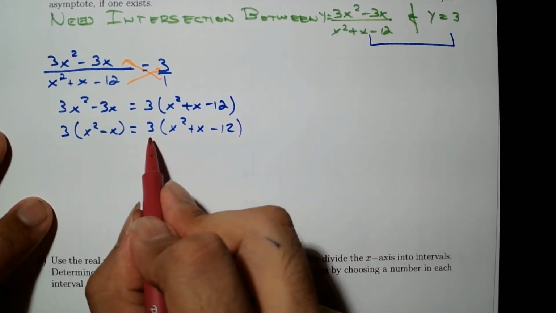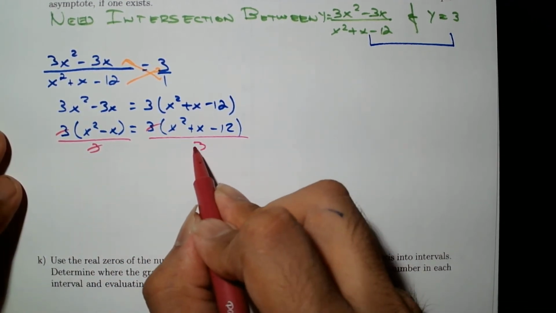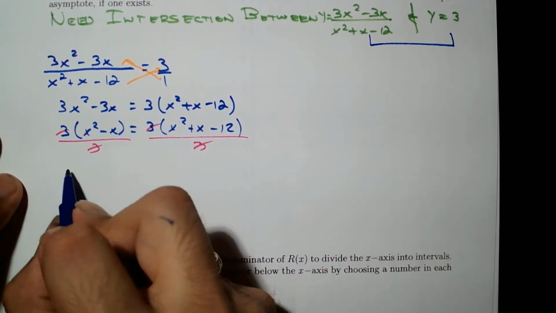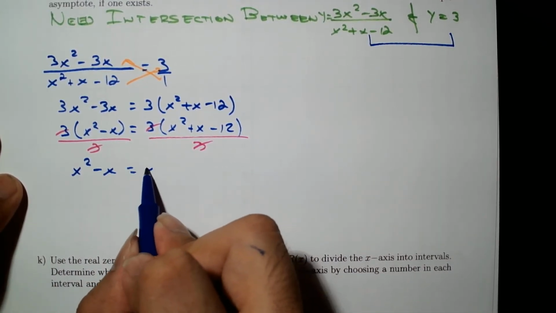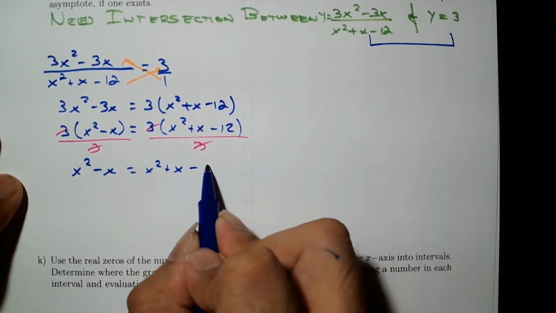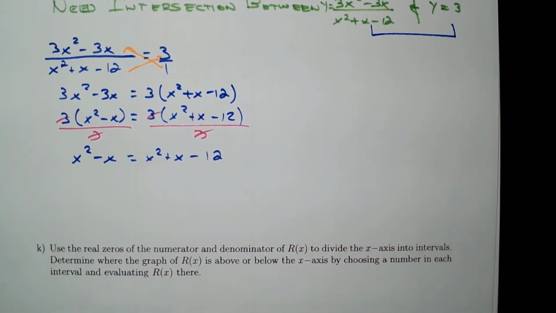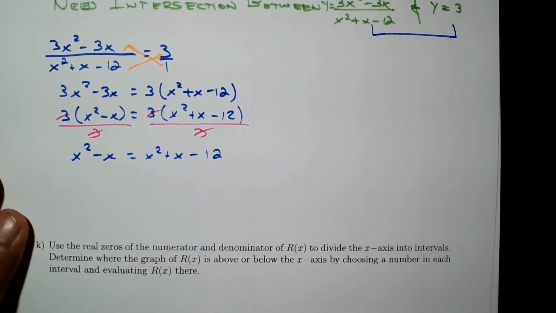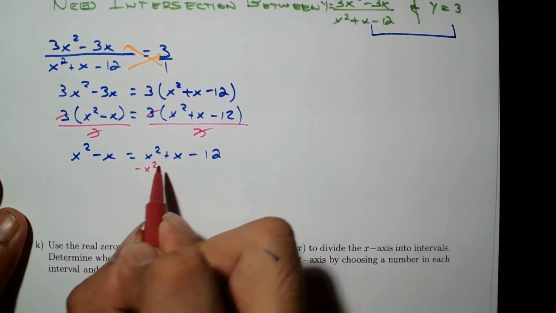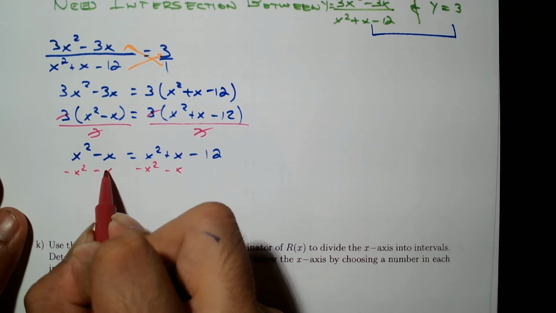So I'm going to divide both sides by 3. Notice how they are going to cancel there. So we're going to get x squared minus x equals x squared plus x minus 12. Again, because we're solving an equation, our goal is to have all the x's on the left hand side and pure numbers on the right hand side. So I'm going to subtract x squared and subtract x.